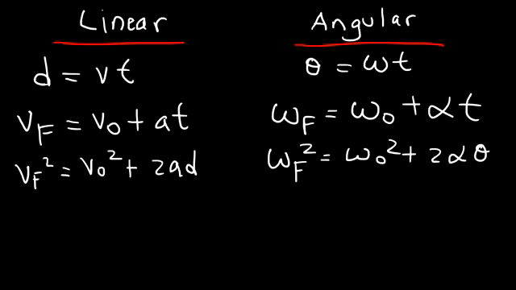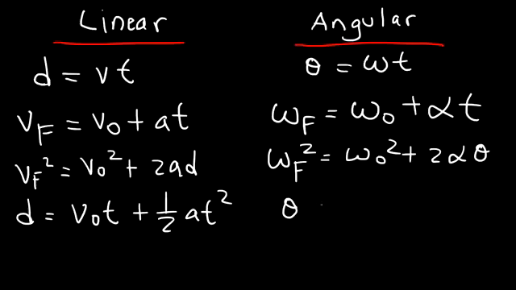Now the third equation that you need to know is this one. D is equal to V initial t plus 1/2 AT squared. And on the other side, it's going to be not omega, but theta is equal to omega initial times t plus 1/2 alpha t squared.